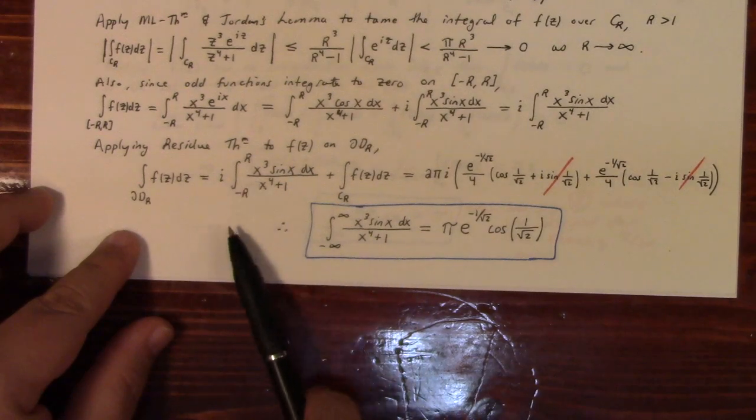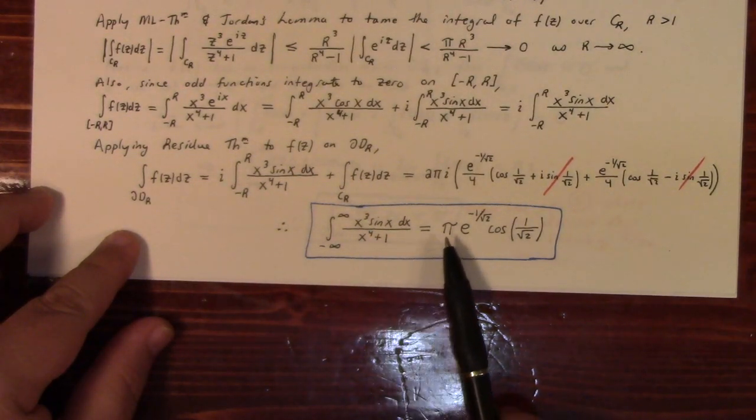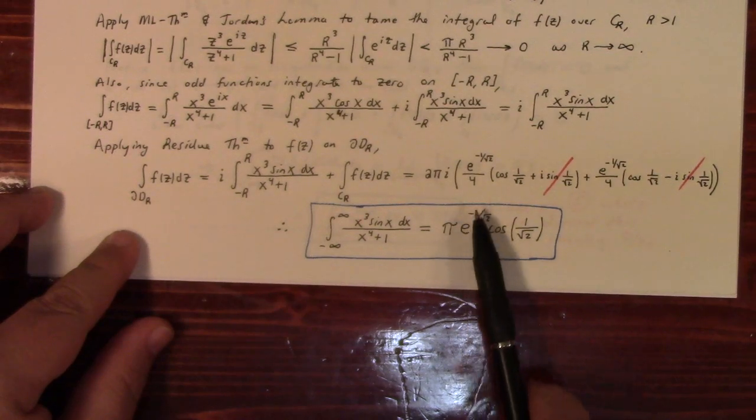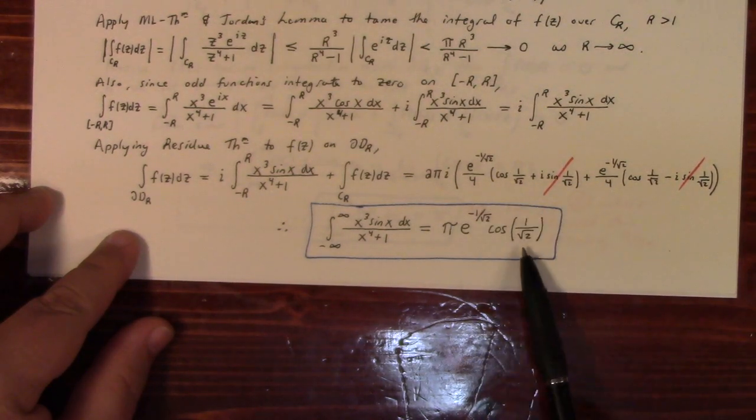And the limit as r goes to infinity, of course, right? x cubed sine of x dx over x to the 4th plus 1 is equal to pi e to the -1/2, and then I get, see, I've got a half from this one, and I've got another half from this one. 1/2 plus 1/2 is 1, so I just get cosine 1 over root 2.